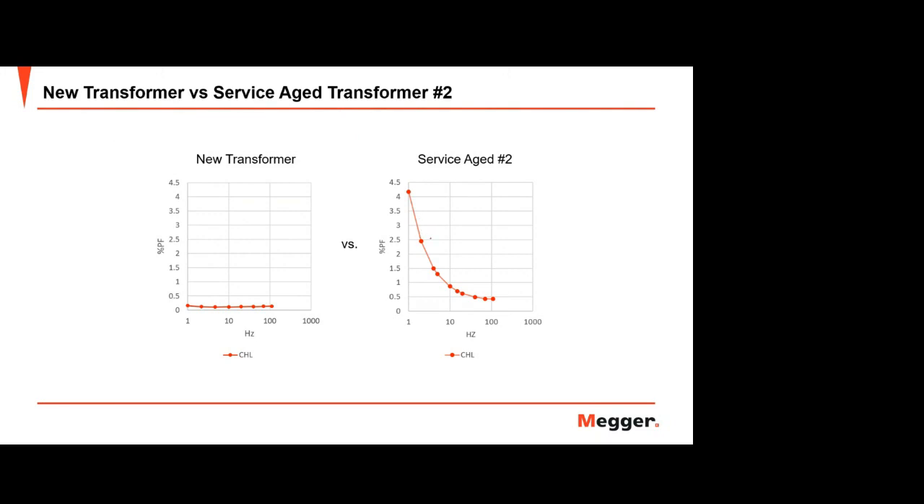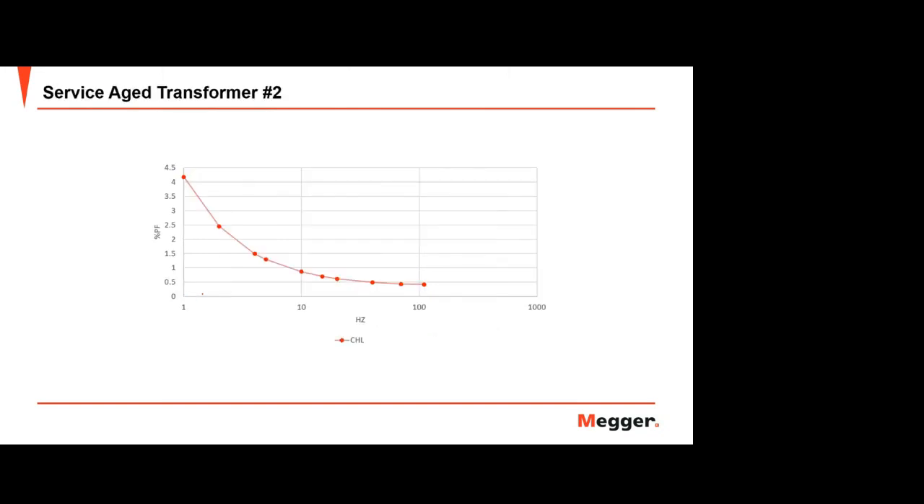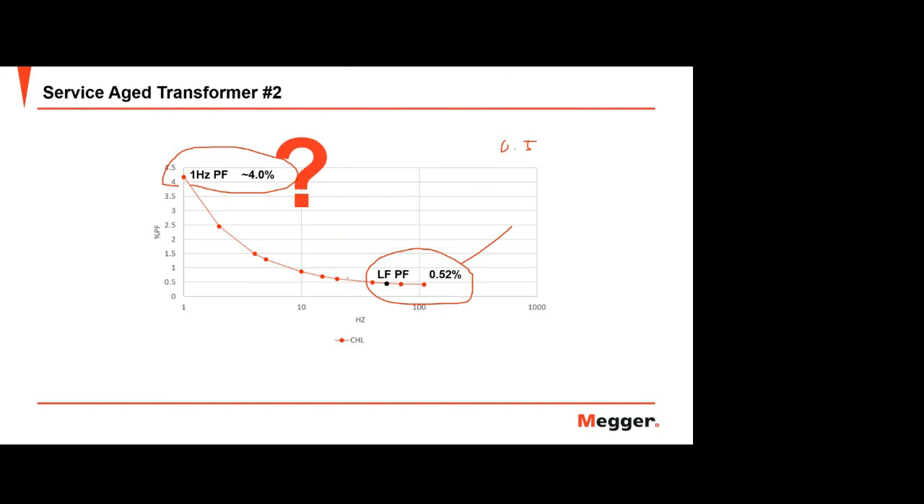When they did the narrowband DFR, oh, look at the 1 Hertz value here compared to the new transformer. The difference is very noticeable. And when you look at the value carefully, at the line frequency or the 60 Hertz region, well, to me this is fine, because according to the standard, 0.5 and 1, this is still good. However, when you look at the 1 Hertz power factor value here, it's around 4% or more than 4%. So what does it mean?